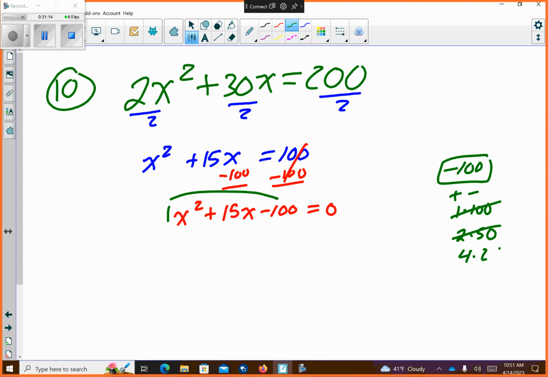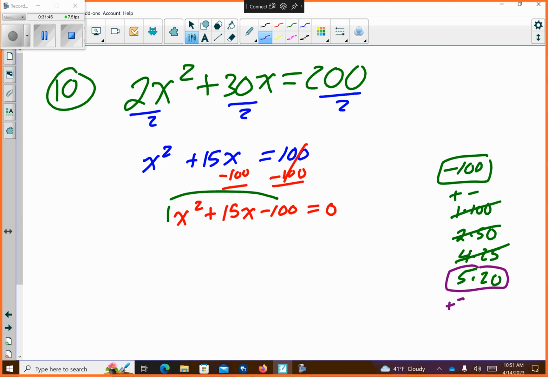4 and 25. Getting closer, but can I add 4 and 25 together to get 15? No. 5 and 20. I like this. We already know one has to be positive, one has to be negative. So these are going to work. Which one has to be positive, which one has to be negative, to add 20 and 5 together to get to positive 15?